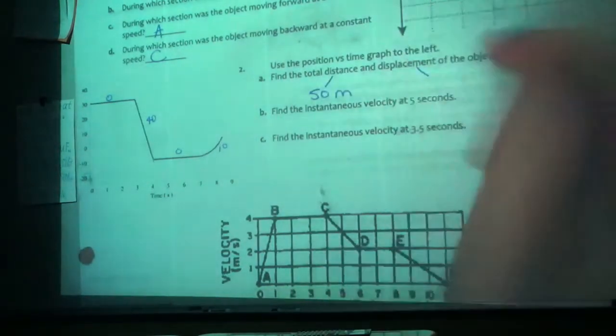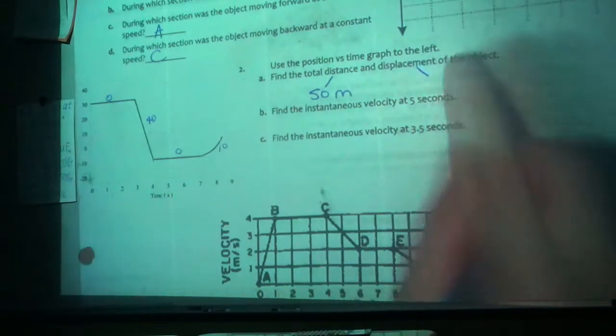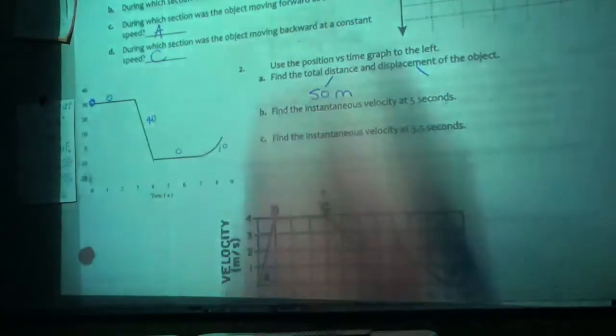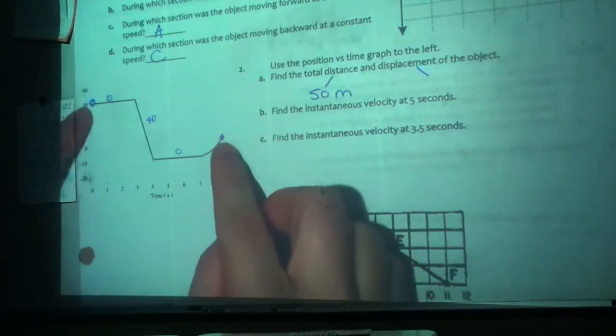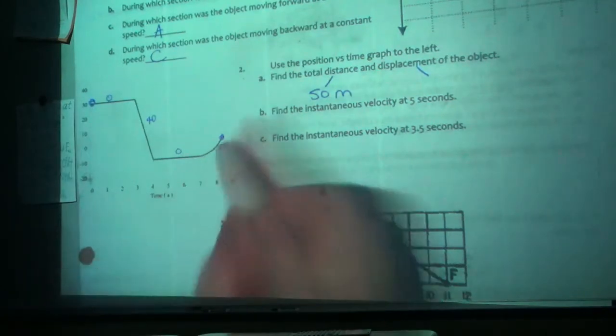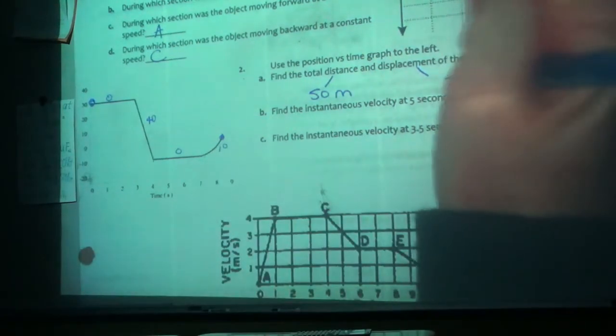For displacement, we care just about the start and the finish. So you started at 30 meters and you ended at 0, so your position has changed by 30 meters and it's gone down or backwards 30 meters, so your displacement was -30.